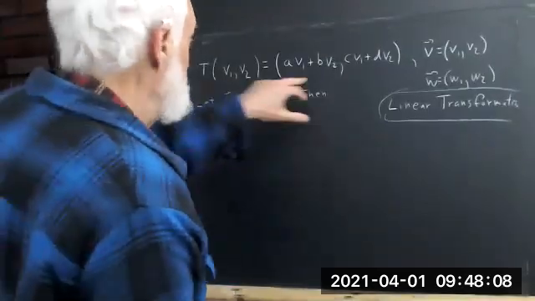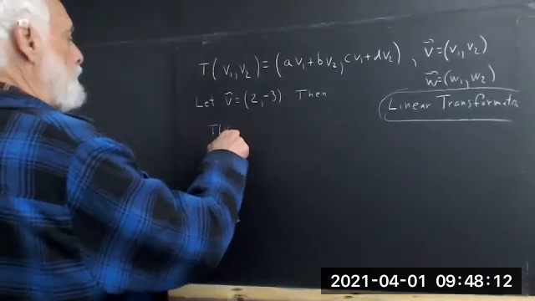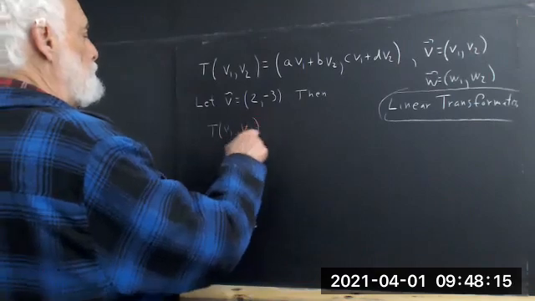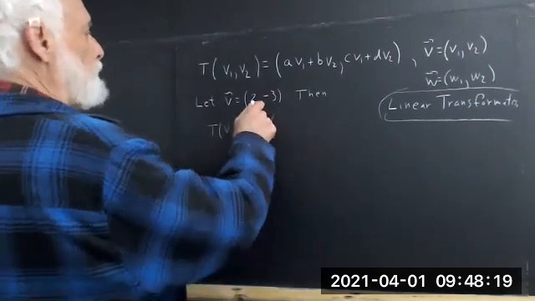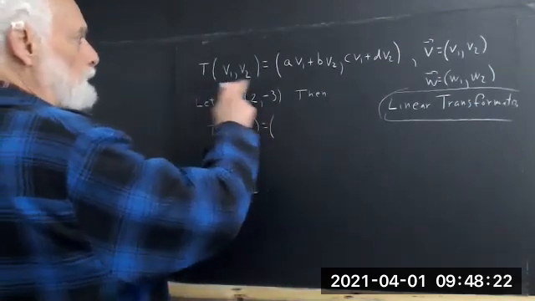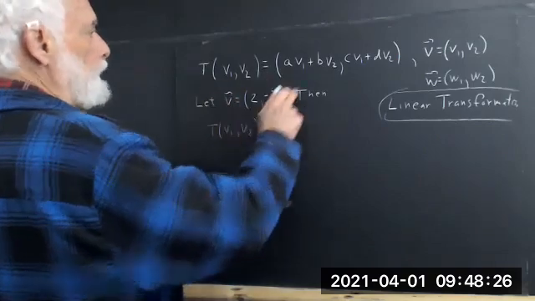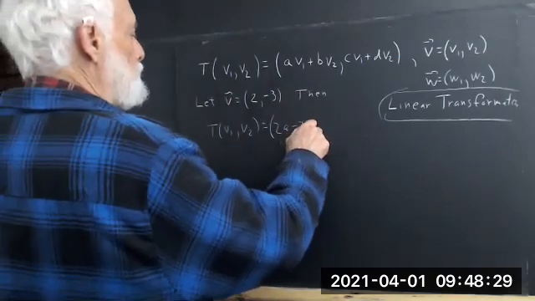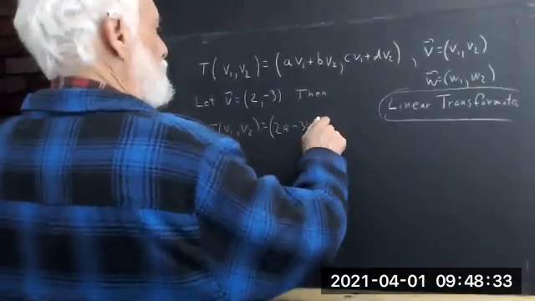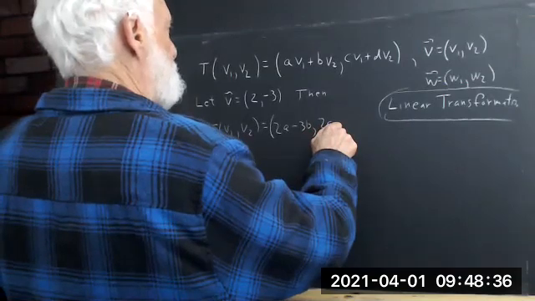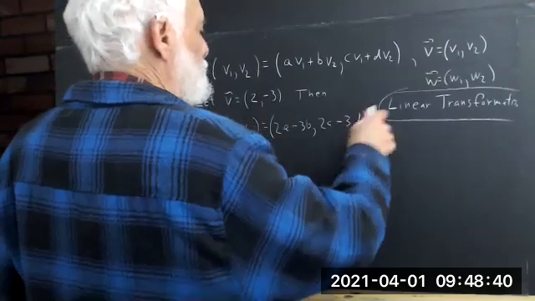So we apply the transformation T of V1, V2 equals, well, V1 is 2, so we have 2A. V2 is -3, so we have -3B. And similarly, we're going to have 2C minus 3D.